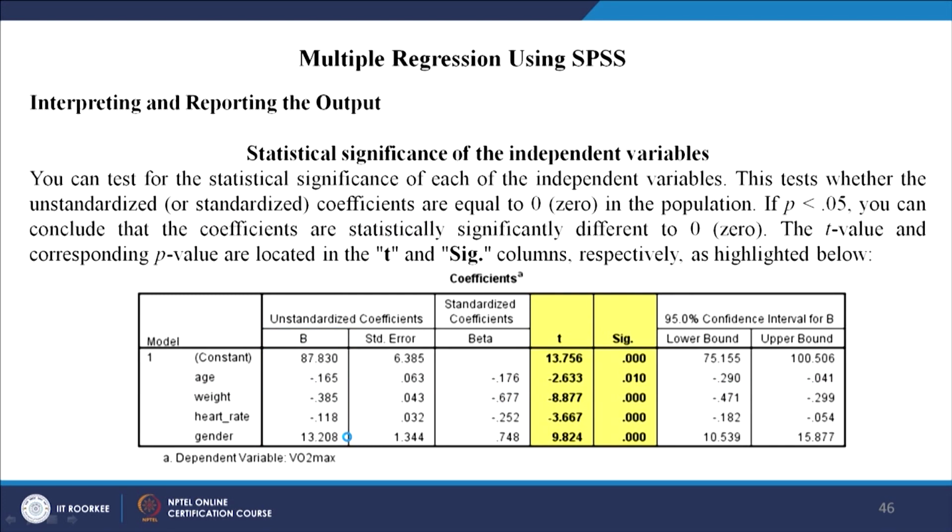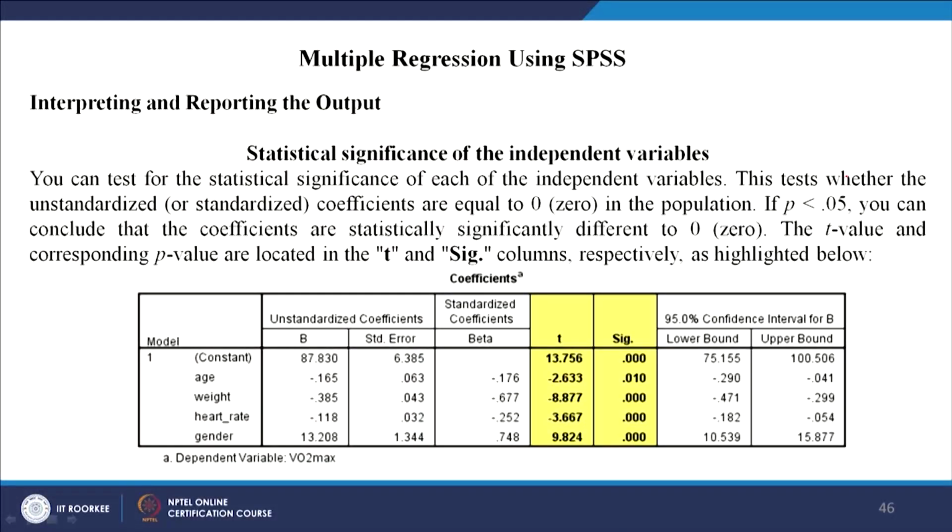Now, look at this table also, the statistical significance of the independent variables. You can test for the statistical significance of each of the independent variables. Now, how? Look at these two columns. T is equal to minus 2.63 for age, minus 8.87, and all are above 2. If it is above 2, you can be very sure that it will be significant, right. So, you can test.